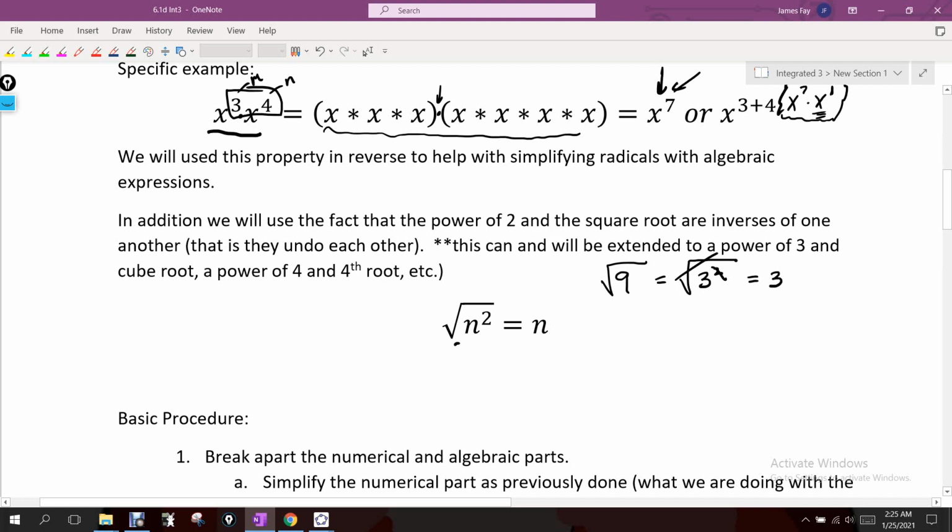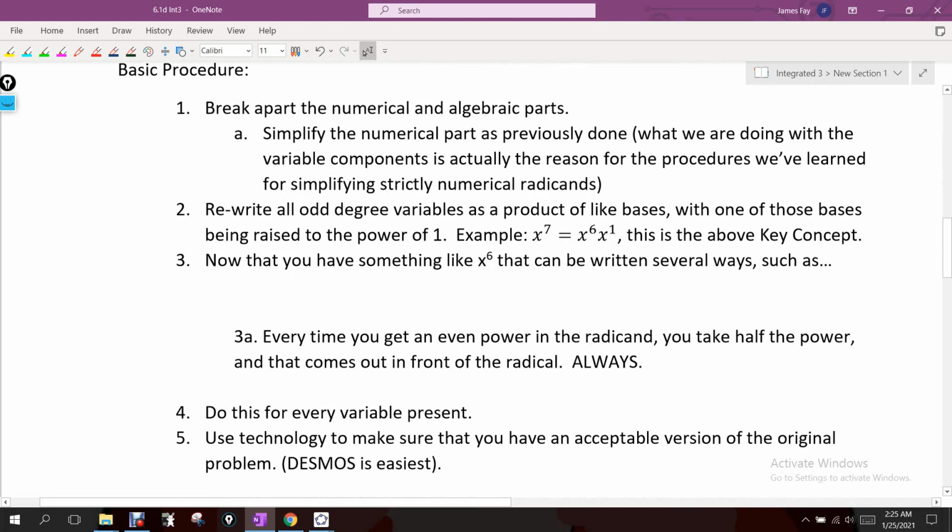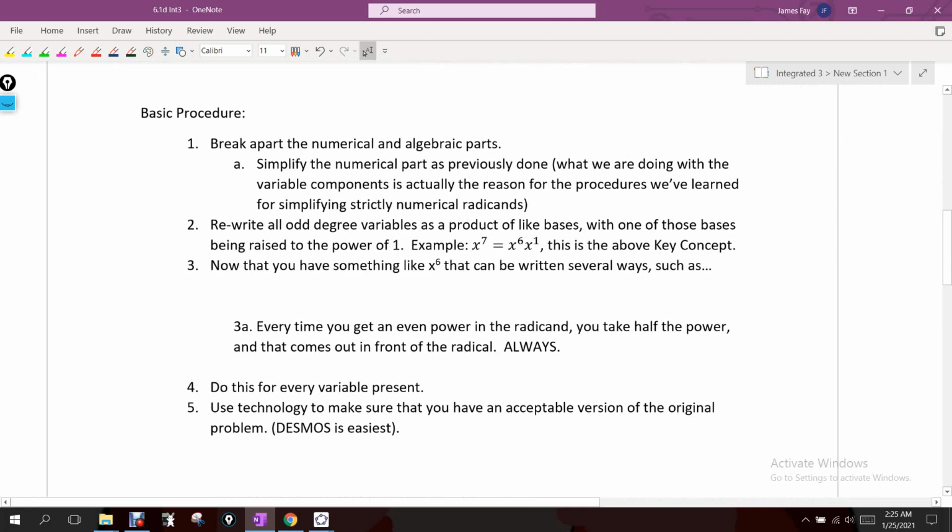In this case here, the n would be 3. 3 squared underneath the root will just give me 3. So the square root of something squared is just that something. So we use that approach, that concept as well here. But we've got a basic procedure, with several steps and a couple of different sub-steps, and you should be able to go back to this if you get stuck on any of these.